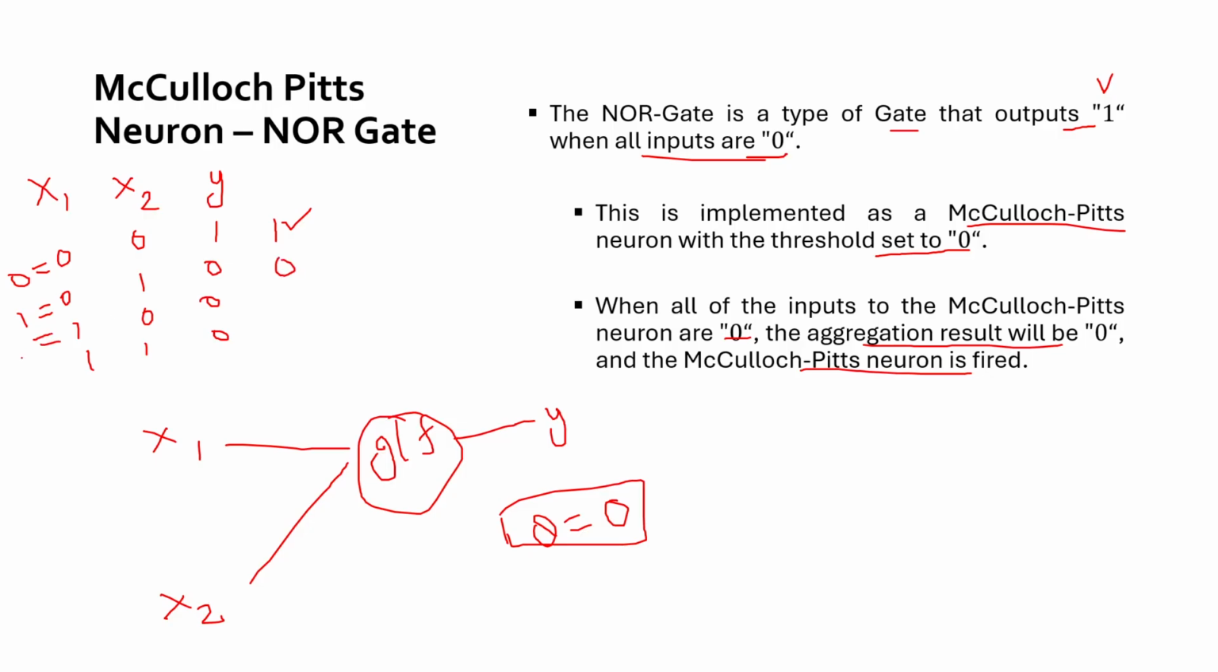In this case, 1 plus 0 is 1, and our threshold is 0, and this aggregation value, the g of x, is not equal to theta, so thus we will get 0. And similarly in this case, 1 plus 1 is equal to 2, and the aggregation value, which is 2 in this case, is not equal to theta, which is 0. So as a result, we will get a value of 0 here also. So this is the way by which the NOR gate could be implemented using the McCulloch-Pitts neuron.